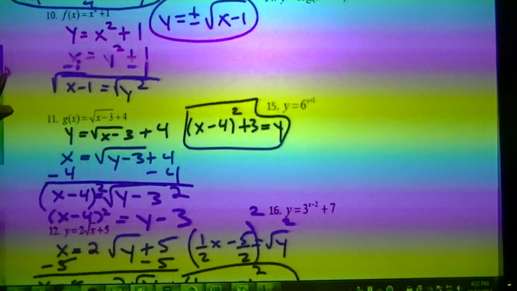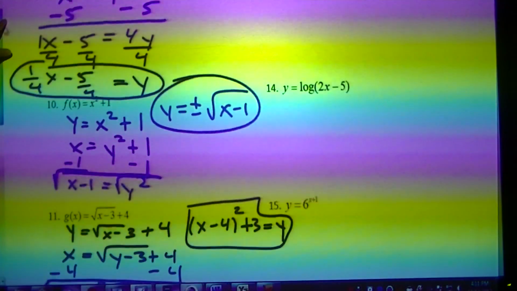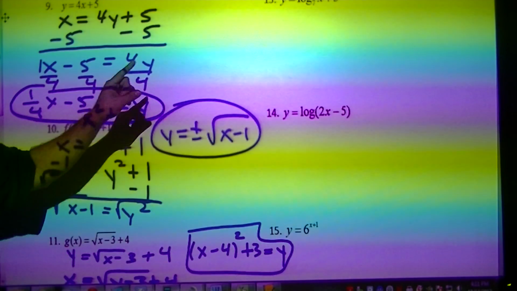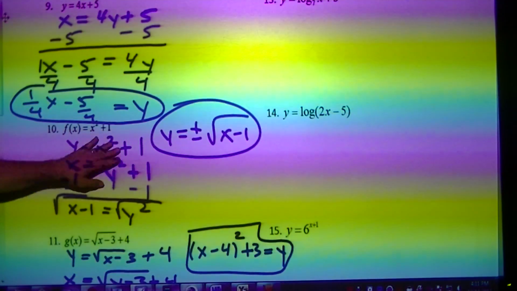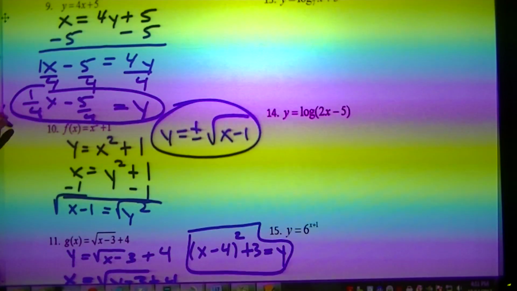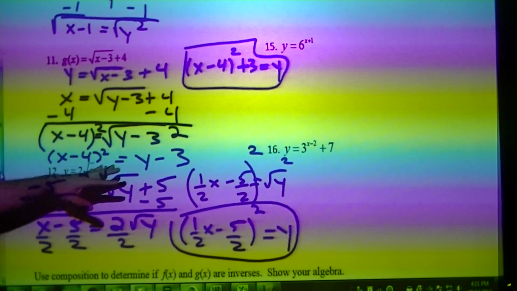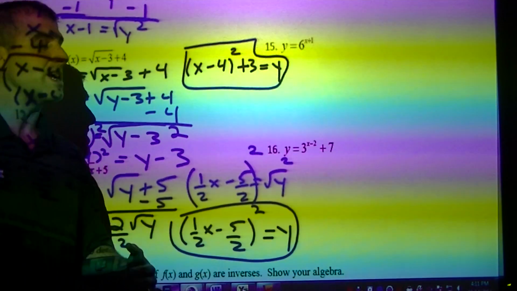All right, now these are all going to be the log and exponential. As you notice, our goal here was switching x and y first, then isolating y. To get rid of squares, you take square roots. To get rid of square roots, you square them. Pretty simple. Anything underneath the square root, you wait till the end to do that.